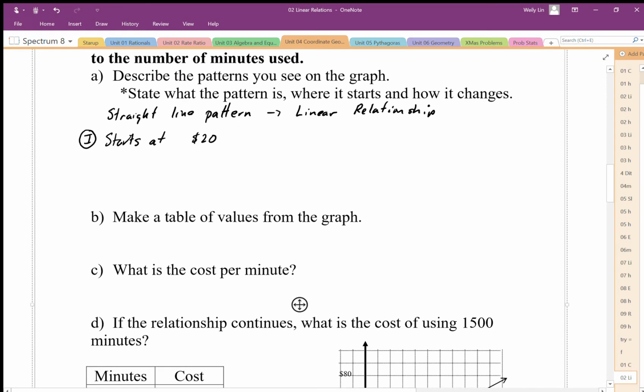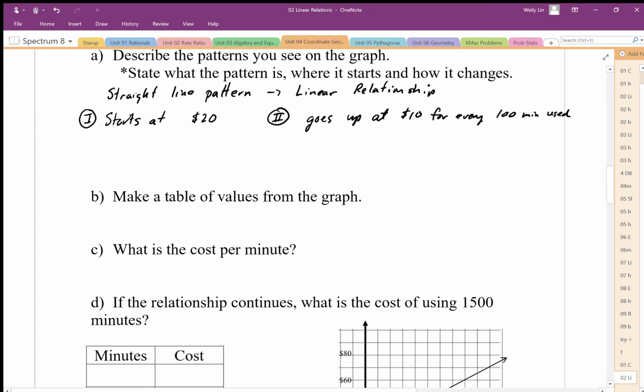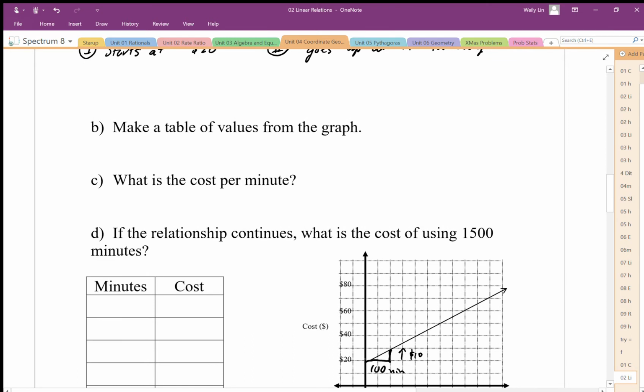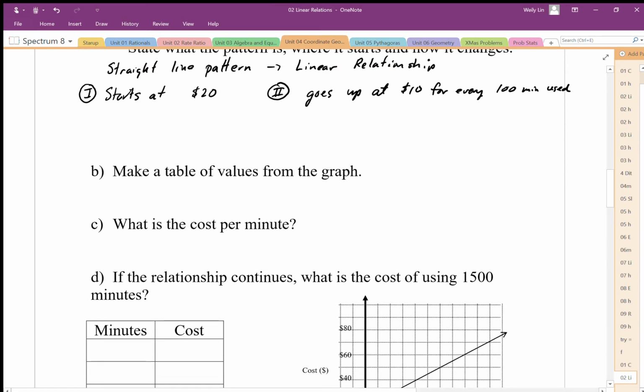To describe that straight line, we want an angle and a fixed point. Our fixed point is that we're starting at $20, and the angle is that it goes up at $10 for every 100 minutes used. So these are two things that we want to connect to this straight line pattern. Some fixed point. Now we can use any point, but that y-intercept or starting point is a very useful point to start at. So I'm just going to highlight that. That's our starting point.